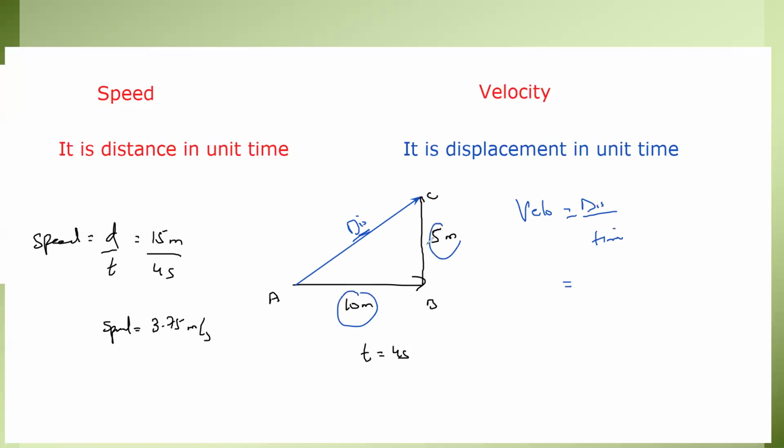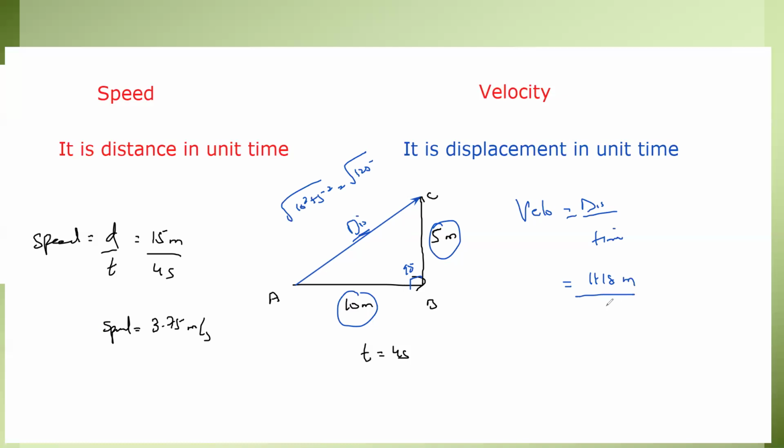10 meters and 5 meters. But because the direction has changed, it moves perpendicular to the original, so we have to use the Pythagoras theorem. The displacement will be equal to the square root of 10 squared plus 5 squared. So what's the answer? 100 plus 25, root 125, 11.18. So 11.18 meters is the displacement.